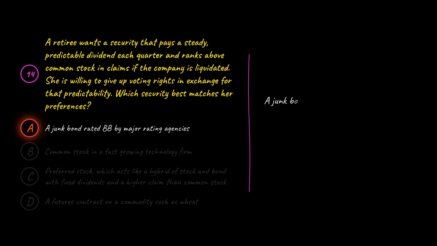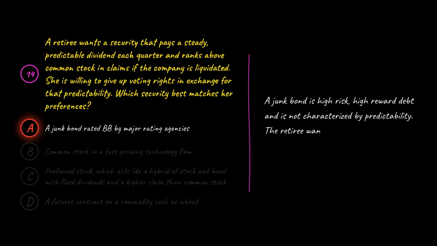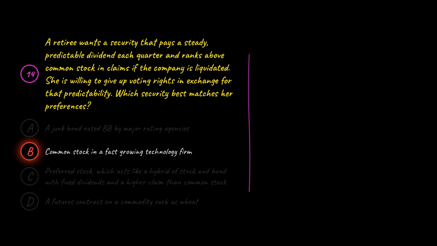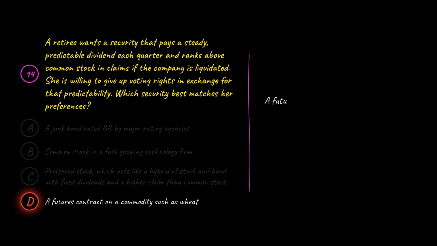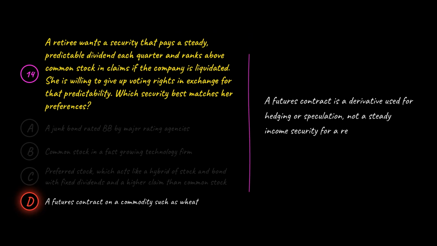A is wrong because a junk bond is high risk, high reward debt and is not characterized by predictability. The retiree wants stability rather than speculative debt exposure. B is wrong because common stock dividends move with company performance and are not predictable. Voting rights do not match the trade-off the retiree is making. D is wrong because a futures contract is a derivative used for hedging or speculation, not a steady income security for a retiree seeking predictable payments.